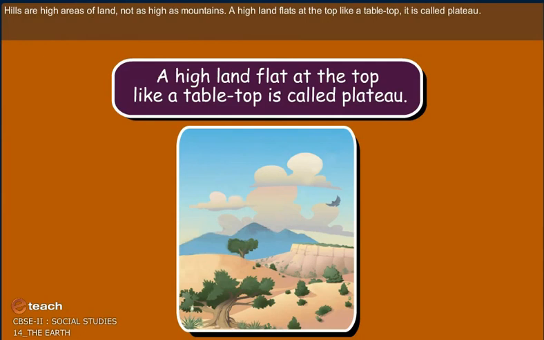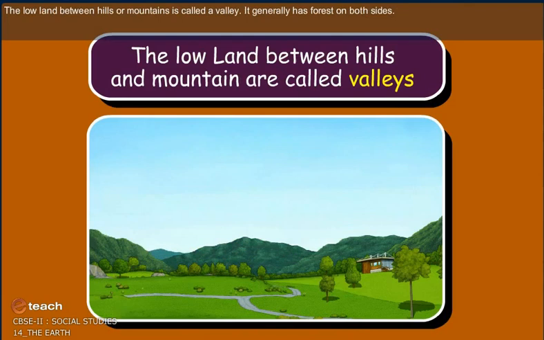A group of mountains is called a range. Hills are high areas of land, not as high as mountains. The high land that is flat at the top like a tabletop is called a plateau. The low land between hills and mountains is called a valley. It generally has forest on both sides.